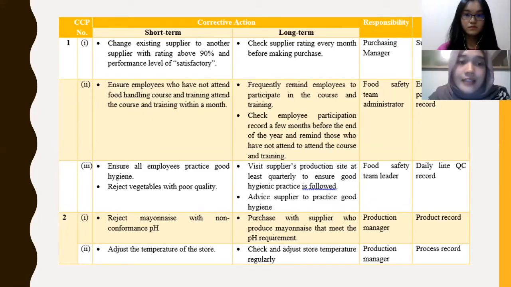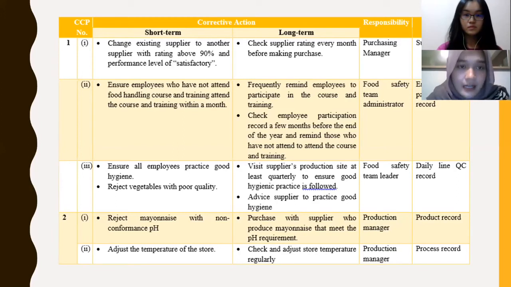And the next, ensure employees who have not attended the food handling course and training attend the course and training within a month. For the long term, frequently remind employees to participate in the course and training. Check employee participation a few months before the end of the year, and remind those who have not attended the course and training. So this corrective action is the responsibility of the food safety team administrator, and the record will be kept under the employee participation record.